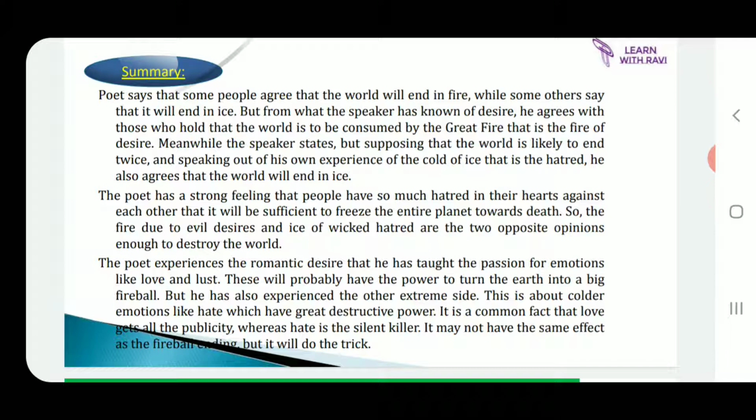Now, again, the poet experiences romantic desire, that he had tasted the passion of emotions like love and lust. This will probably have the power to turn the earth into a big firewall. But he has also experienced the other extreme side. This is about colder emotions like hatred, which have great destructive power. So, it's a common fact that love gets all the publicity, whereas hate is the silent killer. It may not have the same effect as the firewall ending, but it will do the trick. So, both fire and ice can end the world together, or one alone is sufficient enough to finish the world.